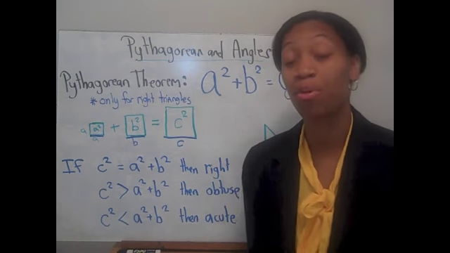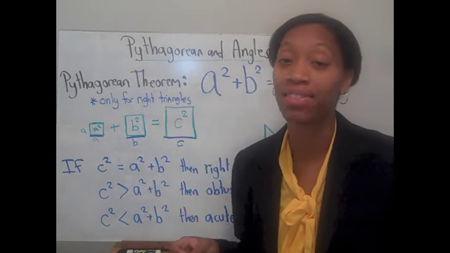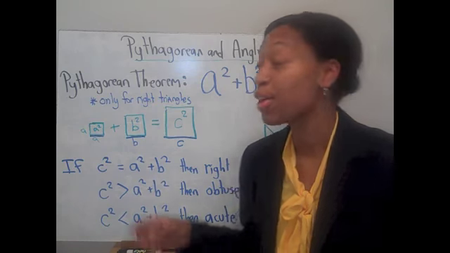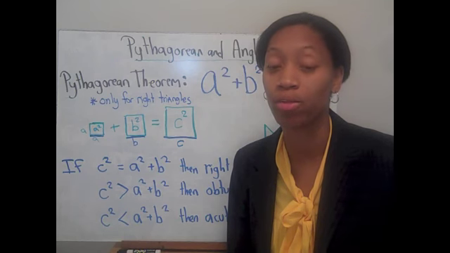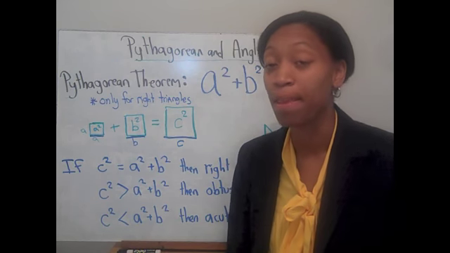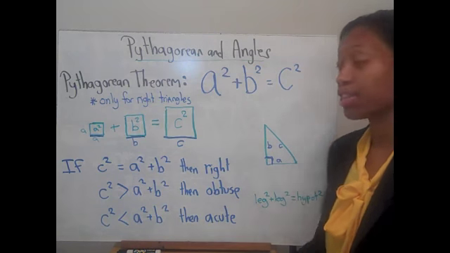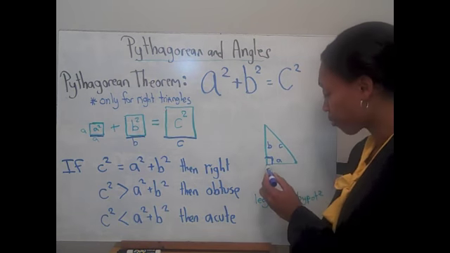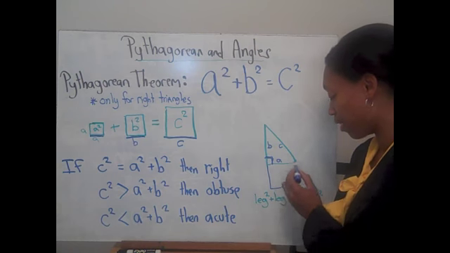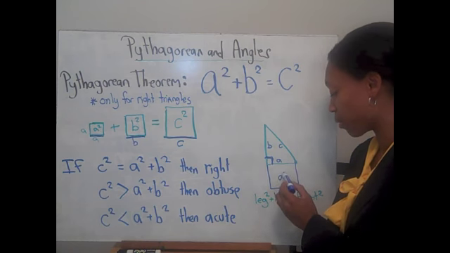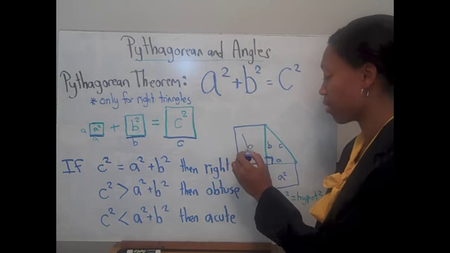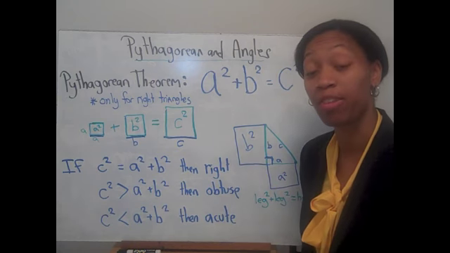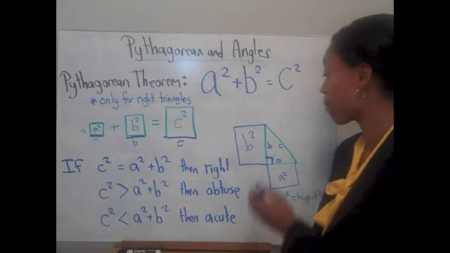And actually, the Pythagorean theorem for finding the length of sides only works if we have a right triangle. So this only works for right triangles, so we can use it to find the missing side. So if I have the right triangle, and the area of this one is a squared, and the area here b squared, adding them together gives me the larger area, c squared.